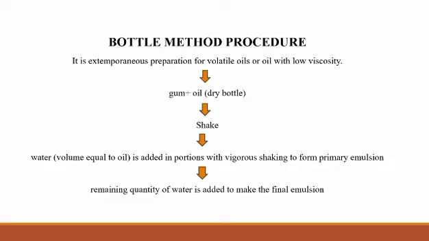This is the simple method of preparation of a stable emulsion by using the bottle method. First is compress oil in a dry bottle. We have to shake it vigorously. Then we have to add the second medium like water, which is equal to the volume of the oil. Next, after all the portions are added, we have to shake it vigorously to form a primary emulsion. Once the primary emulsion is formed, we have to add water to make up the final emulsion.